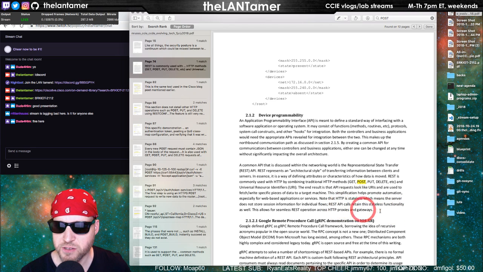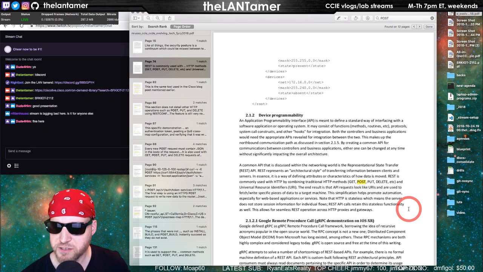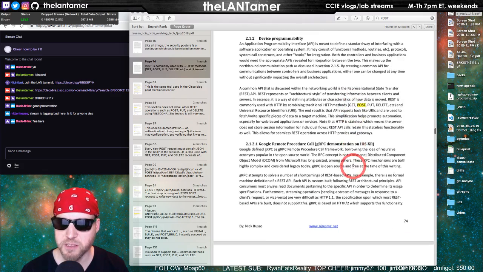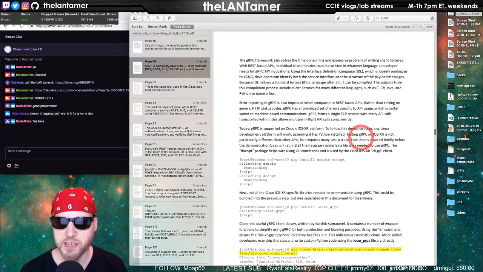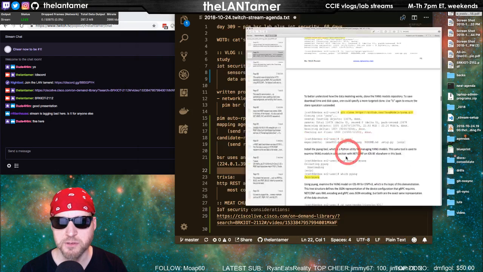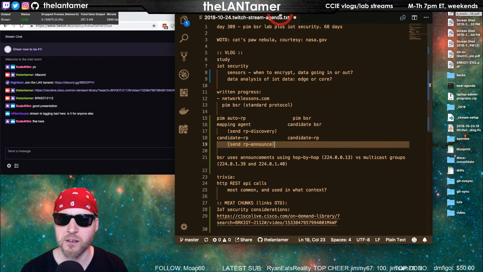Exactly. Note that HTTP is stateless, which means the server does not store session information in individual flows. REST API calls retain their stateless functionality as well. This allows for seamless REST operation. And that's really the main area that he touches on, but even that is very succinct and useful. So I like it. And that's all I have tonight, folks.